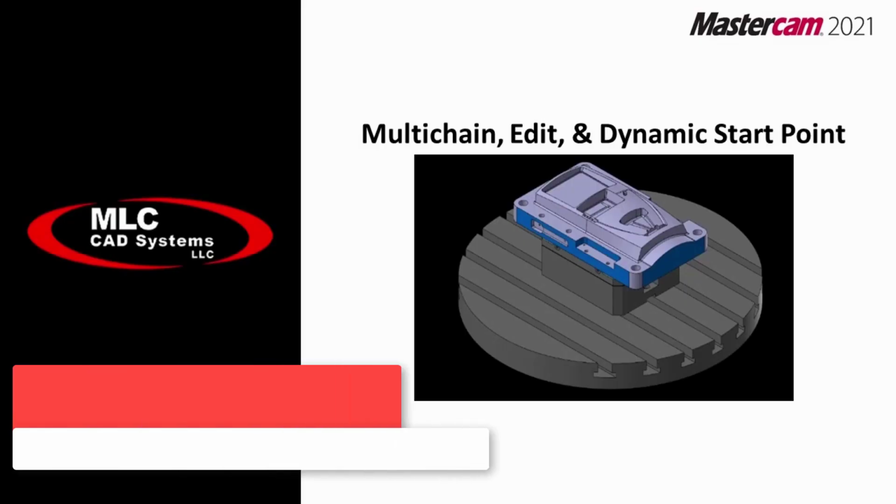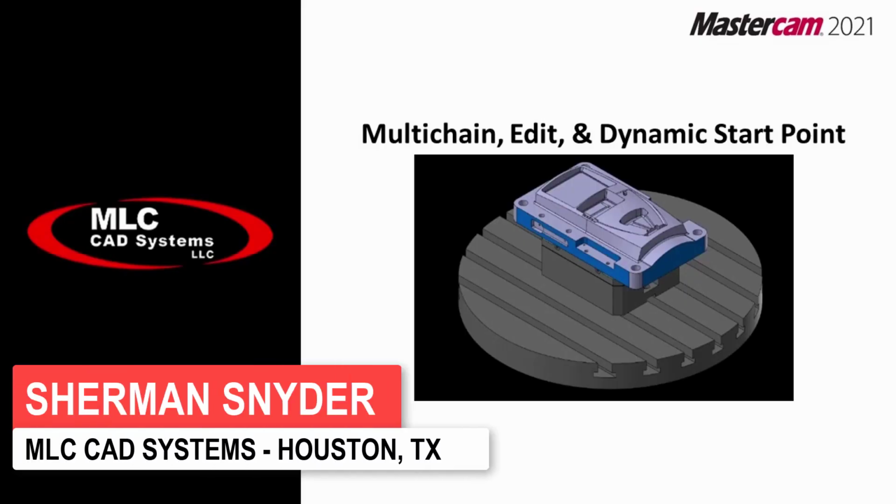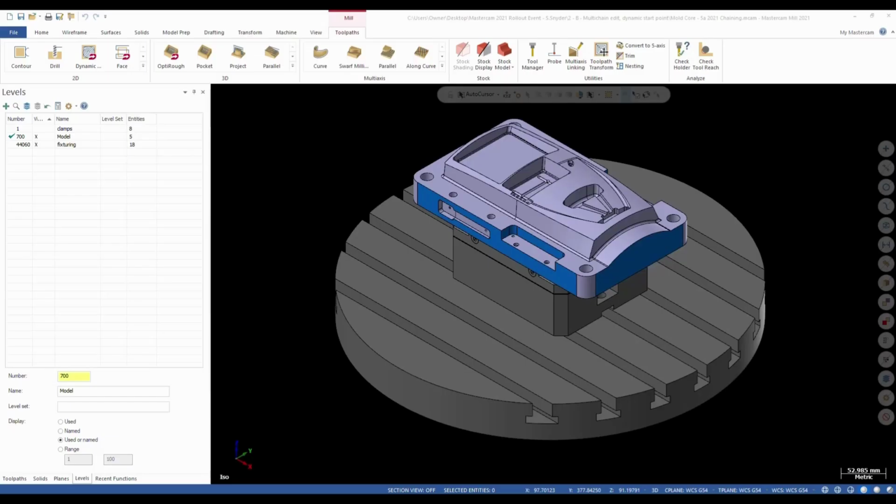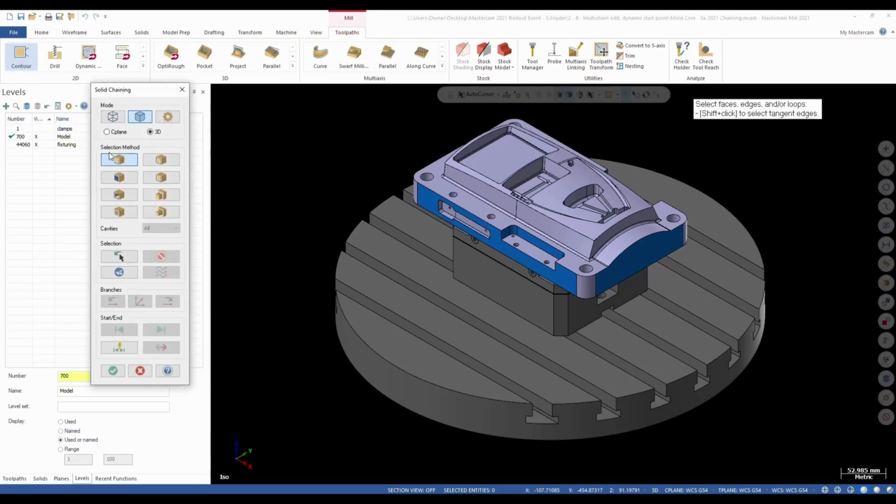The next part for Mastercam 2021 that we're going to discuss is the multi-chain, edit, and dynamic start point. So let's go ahead and take a look at this file here. There's a few features on this part I want to machine. Let's go ahead and create a contour toolpath. And I'm going to use the edge selection.